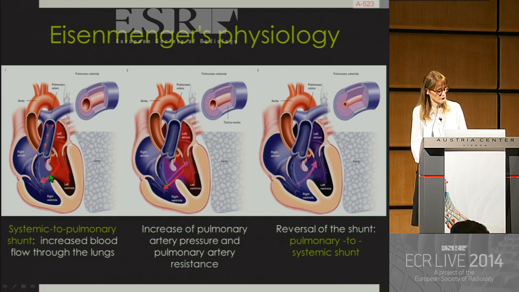This is to explain the physiology. In a ventricular septal defect, you will have first a left to right shunt, and then because there is an increased blood flow through the lungs because of the shear stress, there's an increased pulmonary artery resistance, and at a certain point the shunt becomes bidirectional, and at the last step there's a reversal of the shunt, which defines the Eisenmenger syndrome, and the patient has a right to left shunt and cyanosis.